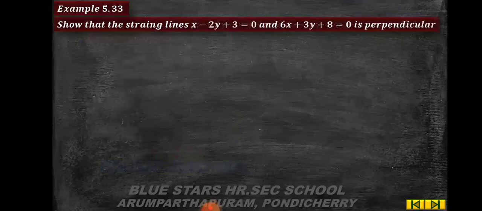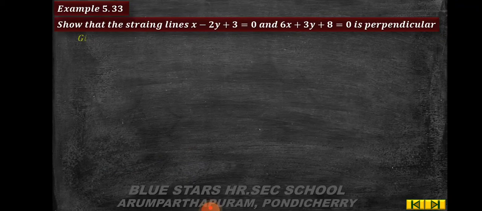Next one is example 5.33. Show that the straight lines x minus 2y plus 3 is equal to 0 and 6x plus 3y plus 8 is equal to 0 are perpendicular. So now, perpendicular means when you multiply both the slopes, you get the value as minus 1.